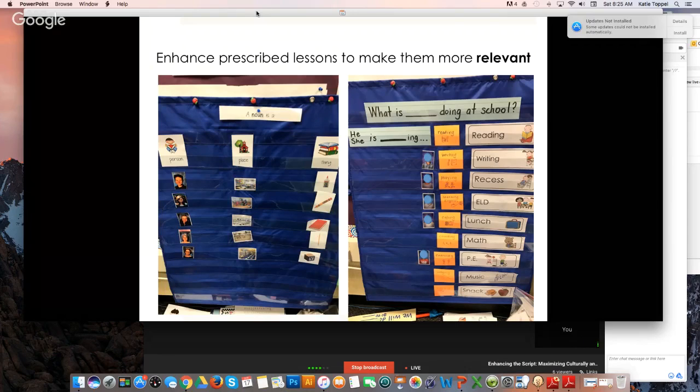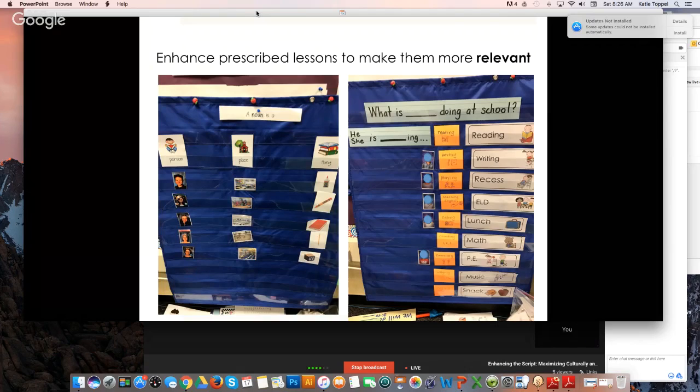So they've got reading, writing, recess, ELD, lunch, math, PE, music, and snack. And we talked about what students do in each of those areas. And then we put their photos. So one student would ask, what is Jonathan doing at school? And then another student would have to respond, he is, and then look to find Jonathan's picture on that schedule, see that he's in writing, and then say he is writing in his classroom.